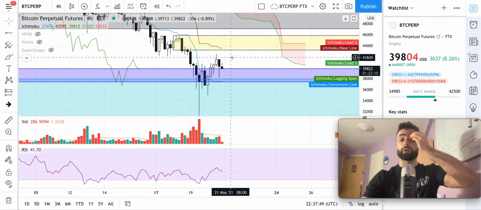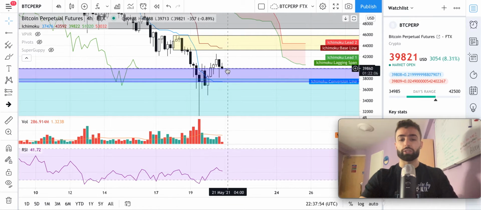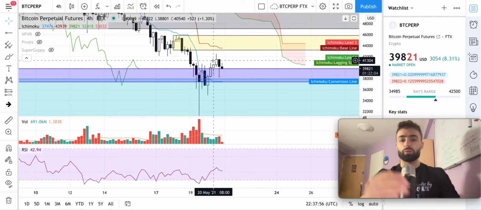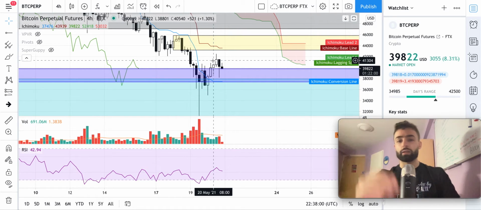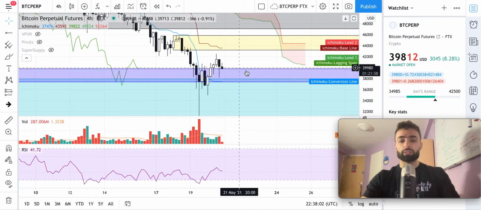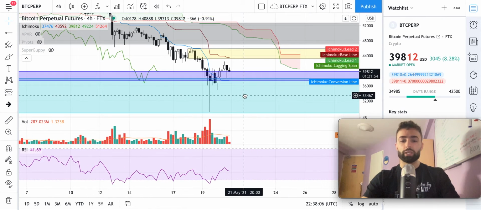If this is to be the bottom for the monthly time frame, we're going to see a trend change on the 4-hour first, and then we'll slowly work our way up to a daily trend change, and then a weekly, and then we're back in business. So that's what we need to start seeing, is those trends changing.